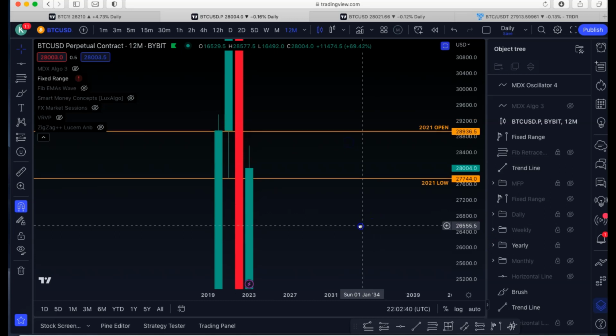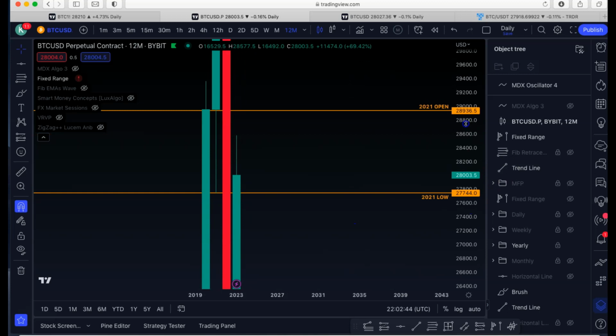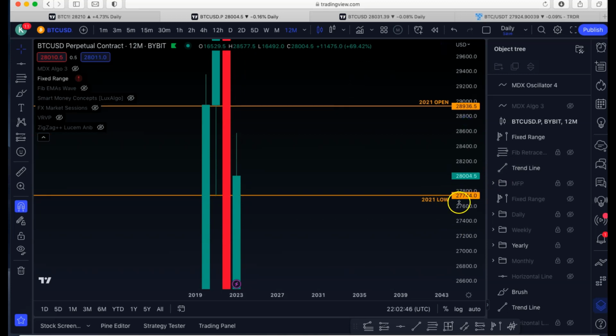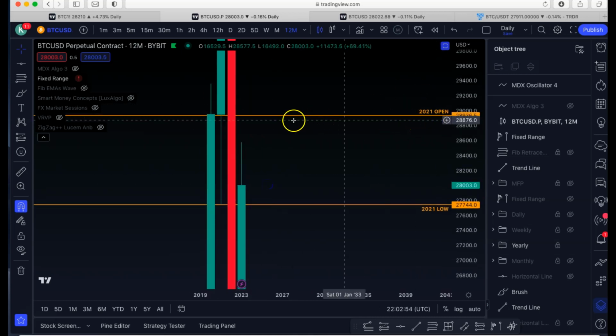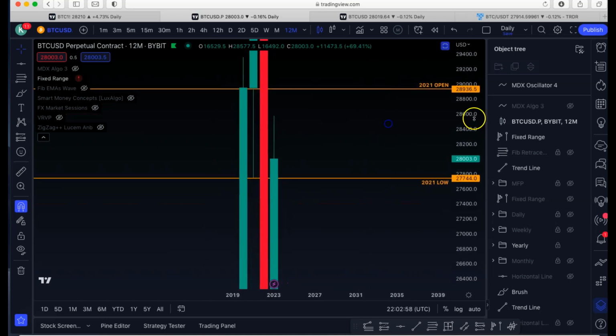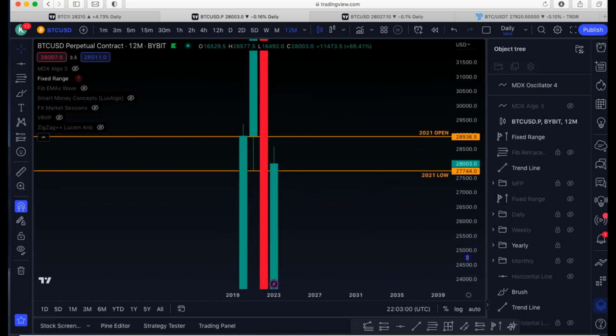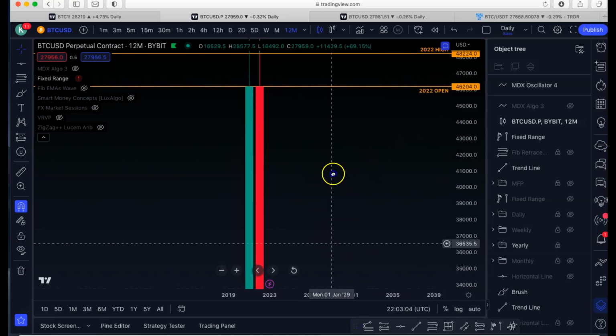It's so corny and cheesy, right? But you really don't want to fight the trend, specifically if you're swing trading. But 27.7K roughly is the 2021 low. And then the next thing is the 2021 open, which was 28.9K. So that's something to really consider and think about, right? And of course, you have other levels. For example, 46K was around the 2022 open.